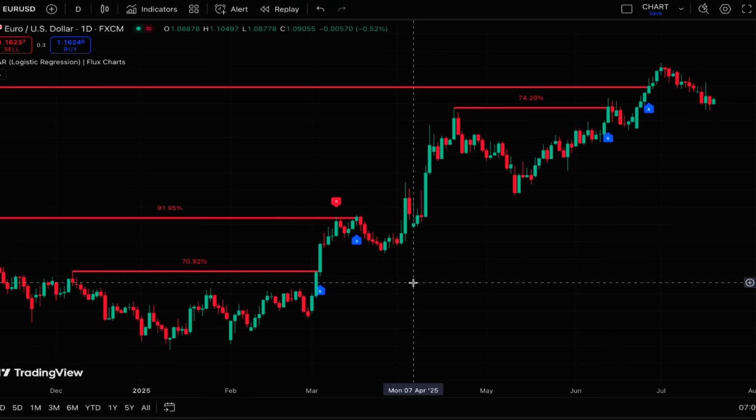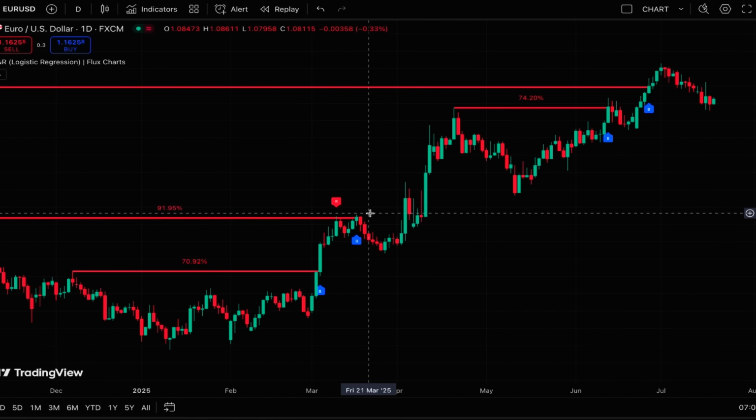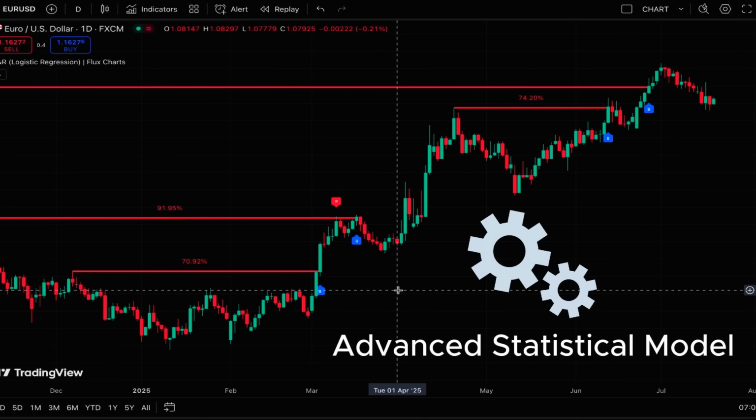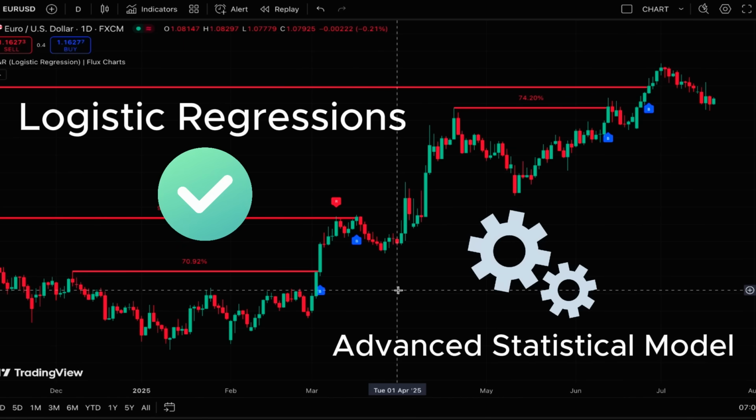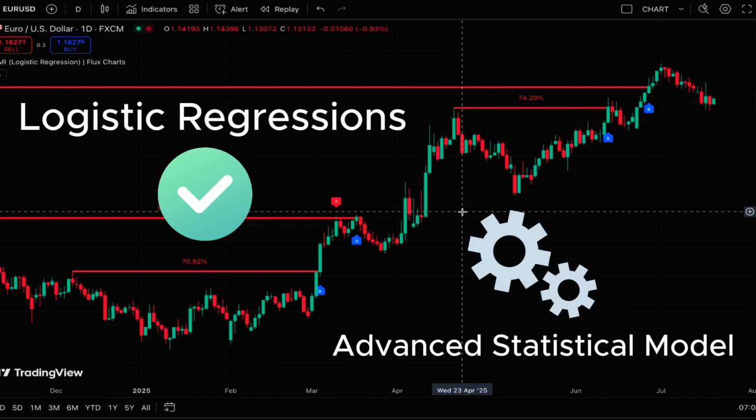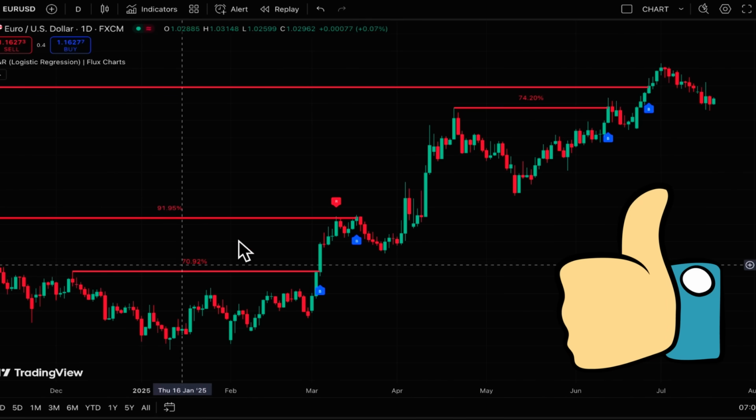And as you know, for identifying support and resistance levels, we need two swings of the price, meaning that the price should reach a specific price level and reverse from that level 2 times, and then we can draw a support or resistance level on the chart. And this indicator, with the help of an advanced statistical model called logistic regression, tries to identify key price levels on the chart that have the potential to become a support or resistance level, and it also assigns a probability to those levels.